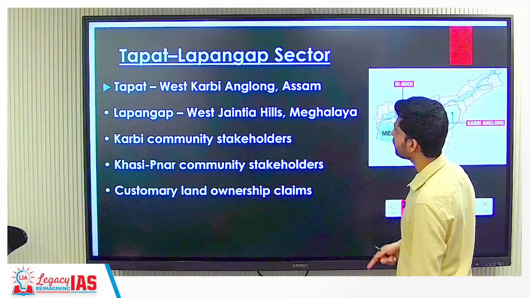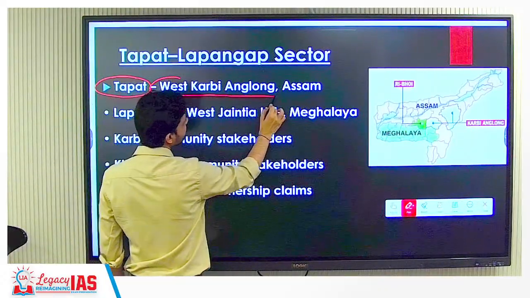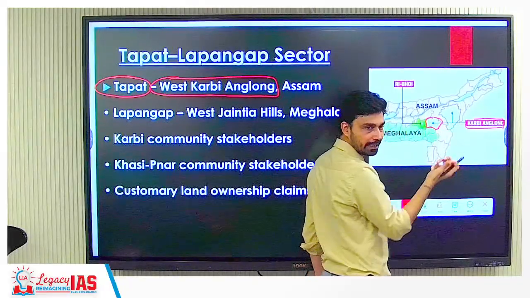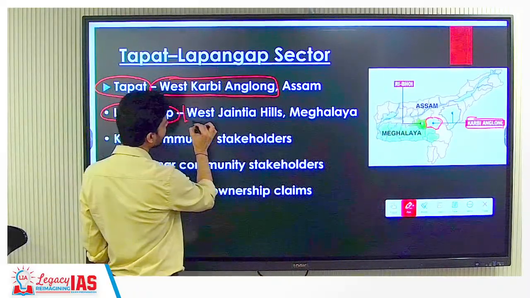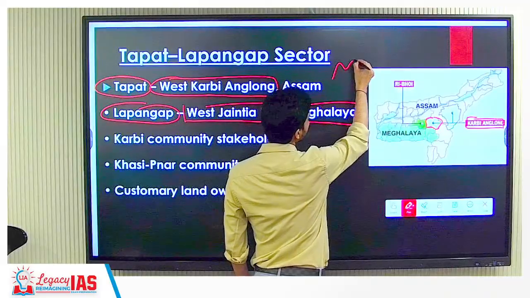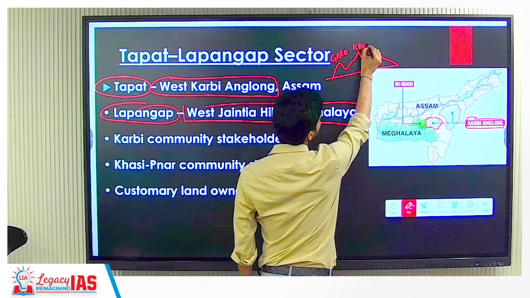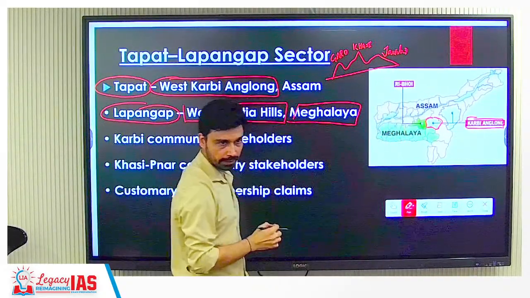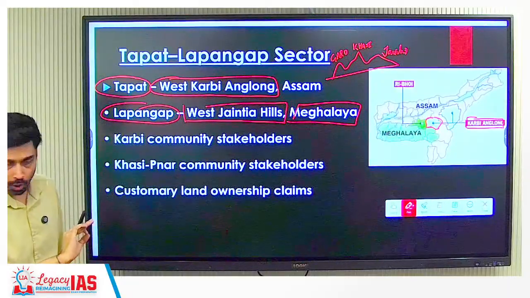Now, if you look at the location, sometimes in news-based questions they can ask where this particular area is located. So, Tapat is part of West Karbi Anglong in Assam, right? This particular part of Assam is a kind of plateau. What is this plateau called? Karbi Anglong Plateau. And Lapangap is the region that is located in which hill? West Jaintia Hills of Meghalaya, right? So we know that the entire state of Meghalaya can simply be divided into 3 hill regions: Garo in the western part, Khasi in the central part, and further you go to the east, which hill would you find? Jaintia Hills. So Garo, Khasi, Jaintia, and further you go to the east, what would you have? Karbi Anglong. So Jaintia and Karbi Anglong share a border with each other.